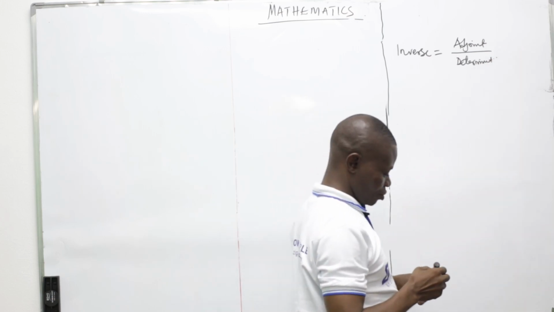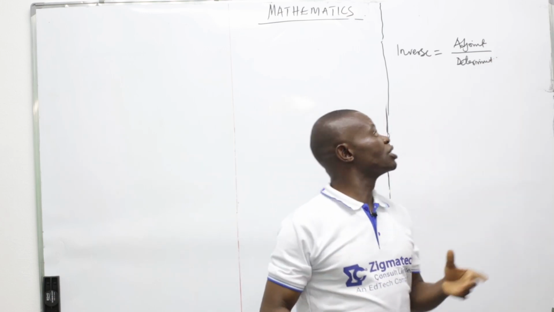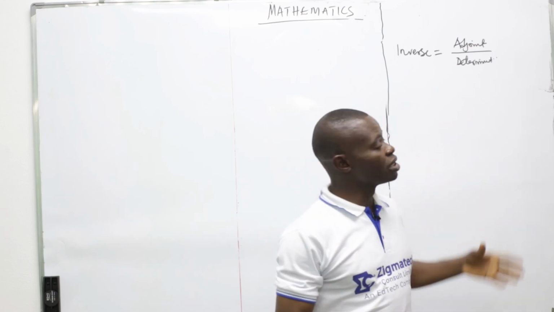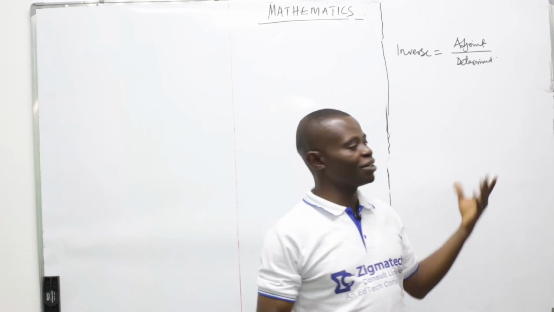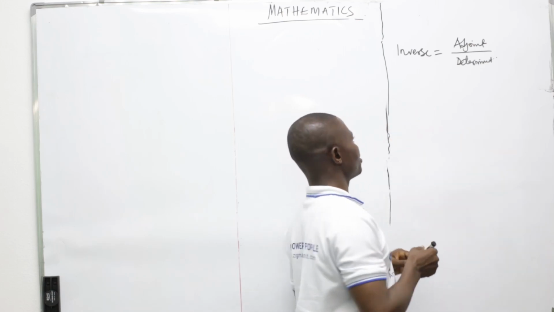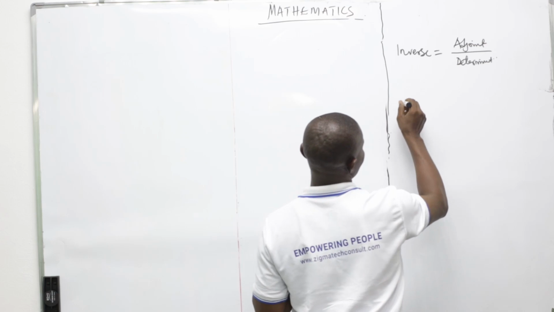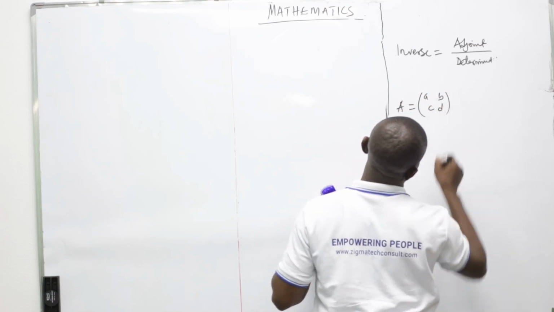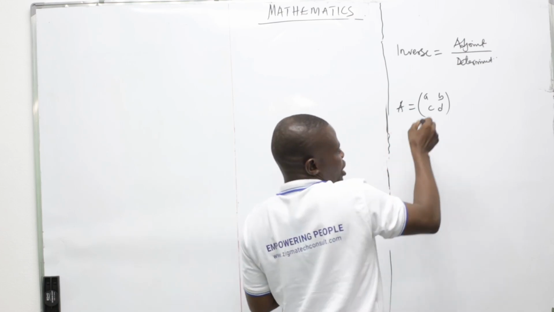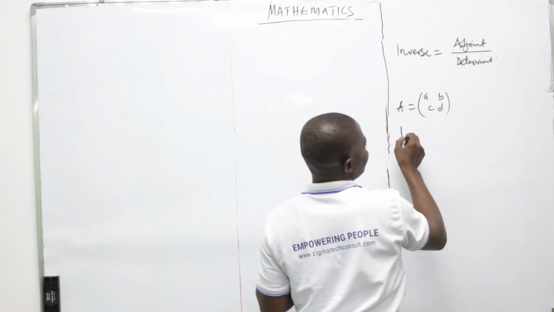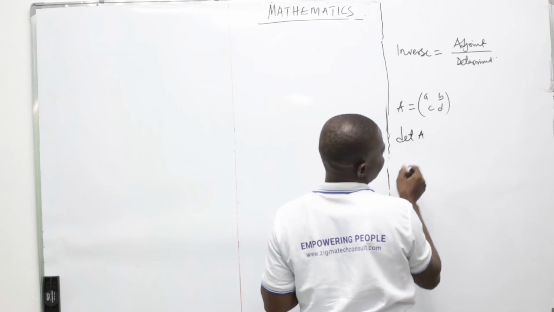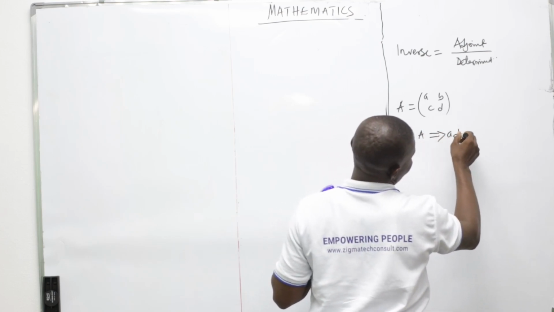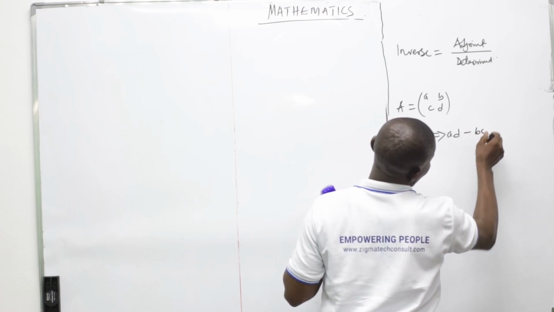But provided you are dealing with 2 by 2, not 3 by 3, we don't need this formula. Look at one thing you need for inverse. Given a matrix A equals, let's say, A, B, C, D. First of all, to get the inverse, get the determinant of A. Determinant of A implies AD minus BC.